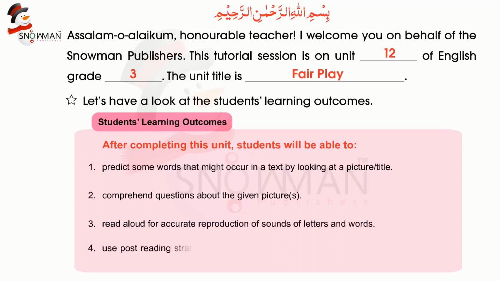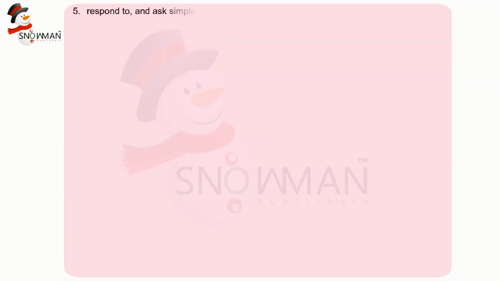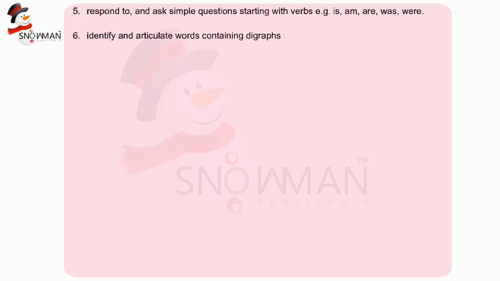Use post-reading strategies to respond to the text by relating what is read to their own experiences. Respond to and ask simple questions, starting with verbs. For example, is, am, are, was, were. Identify and articulate words containing digraphs and trigraphs in initial, middle, and final position.